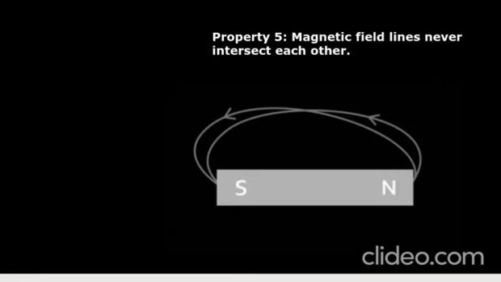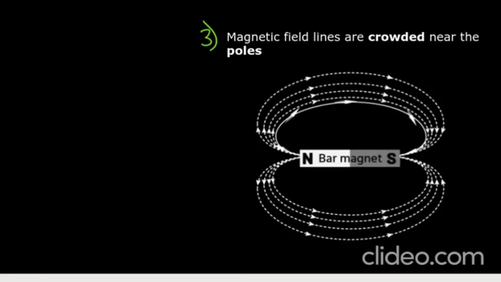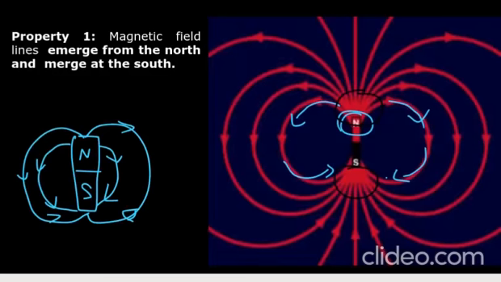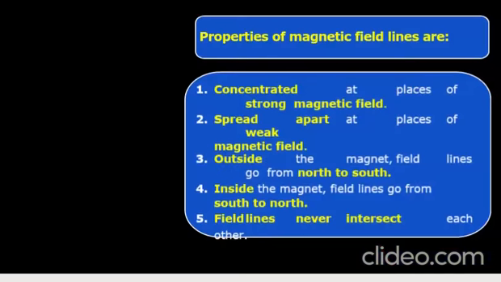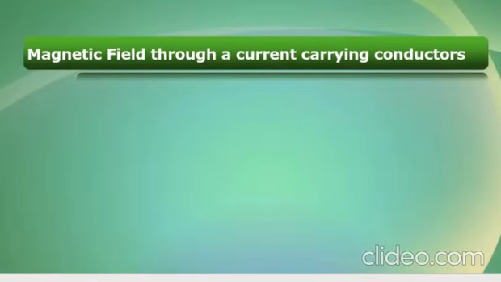And the next property is that magnetic field lines will never ever intersect each other. Okay, one very important and easy property, that they will never intersect each other. There is nothing to explain because they're moving this way, so they won't ever intersect each other. Okay, so this is a quick summary. All the 5 points are mentioned over here. So let's move towards the next topic, that is magnetic field through current carrying conductors.